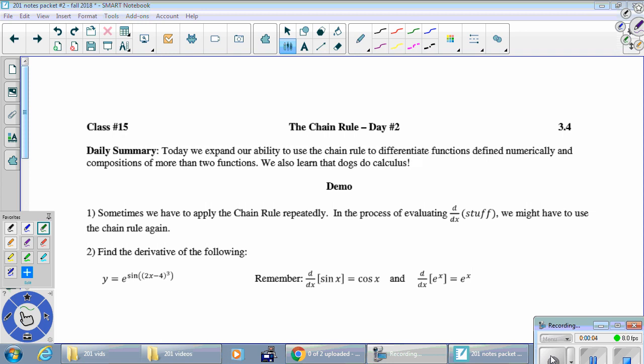Lesson 15 demo. Today we expand our ability to use the chain rule to differentiate functions defined numerically and compositions of more than two functions. We also learn that dogs do calculus. 1. Sometimes we have to apply the chain rule repeatedly. In the process of evaluating the derivative of stuff, we might have to use the chain rule again.